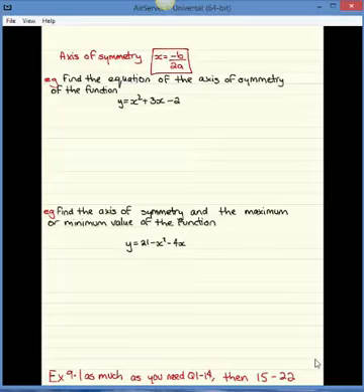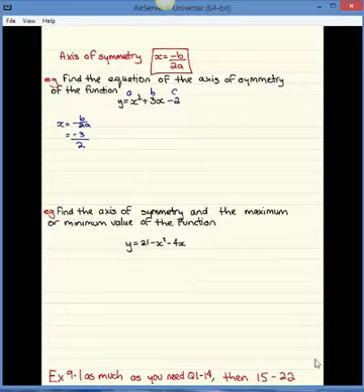So if you're looking at this equation, x squared plus 3x minus 2, knowing that a will be 1, b will be 3, c will be -2, all you need to do is substitute it into x equals minus b all over 2a. So minus b is -3, 2a is just 2. So the axis of symmetry for this graph is at -3 over 2, which is also -1.5.